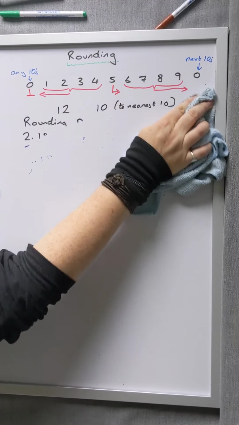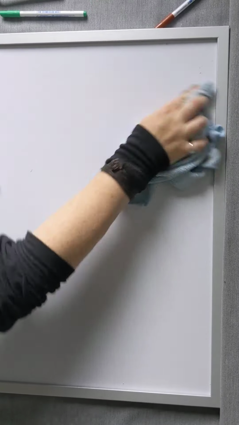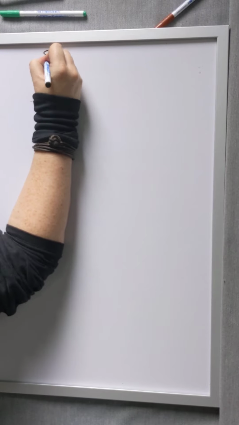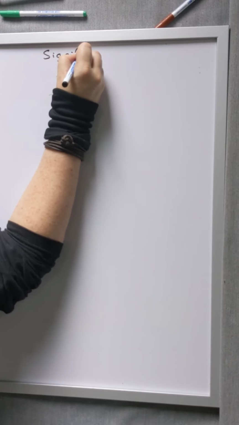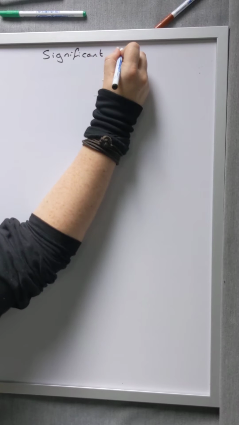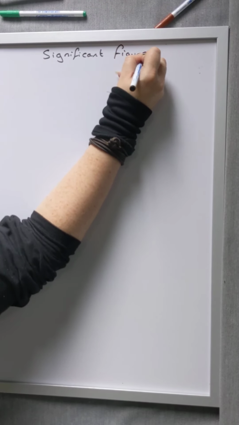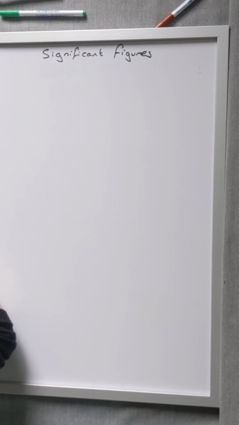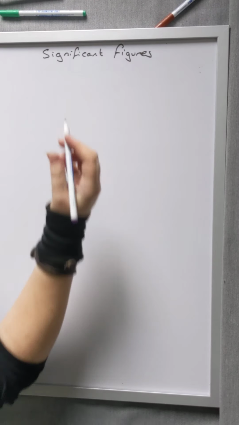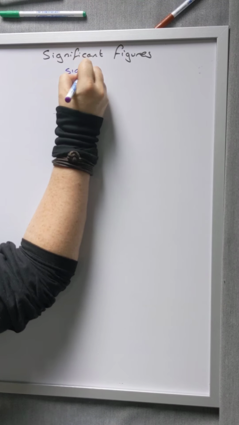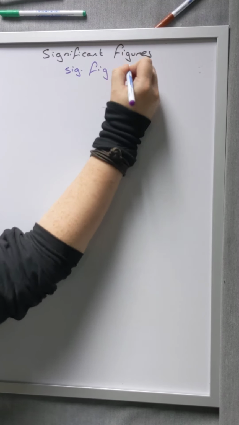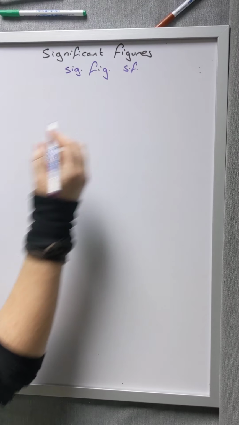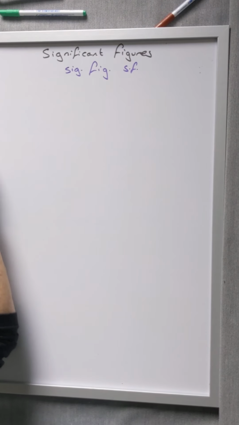The next thing we're going to look at is significant figures. It's very similar to rounding. Now, mathematicians being mathematicians, we tend to either shorten this to sig fig, or SF. So you'll see them sometimes come up in questions. I don't want you being surprised at what they are.